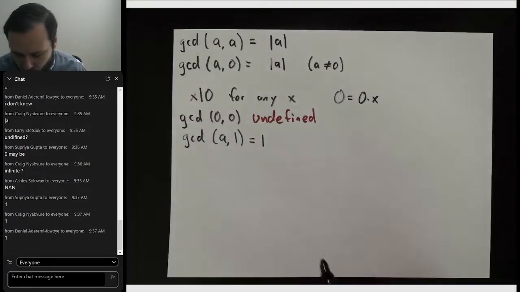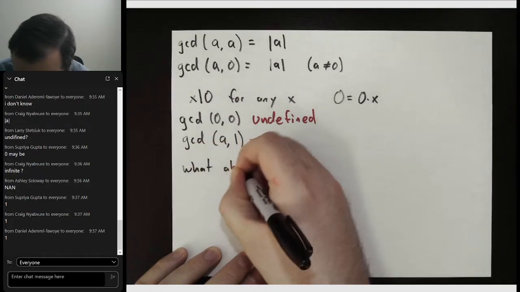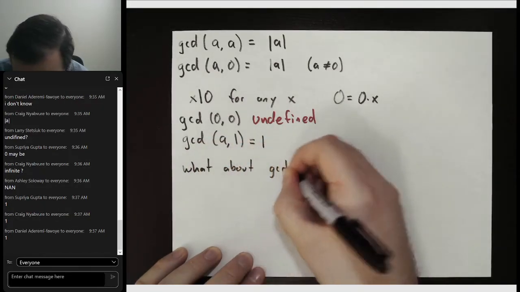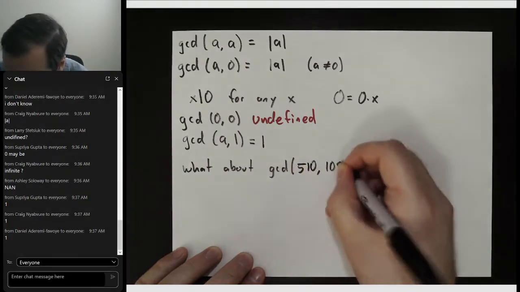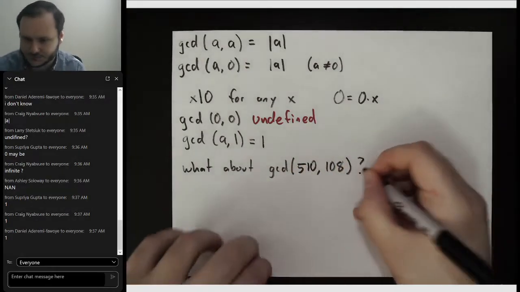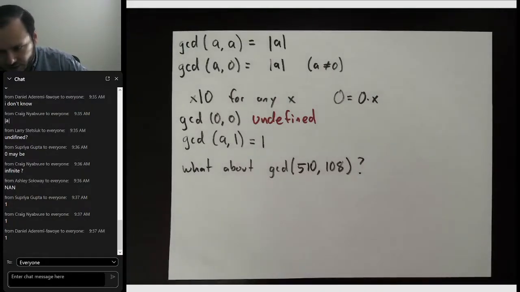So imagine I wanted to know the GCD of 510 and 108. I don't want to have to factor these numbers, let alone bigger numbers. So I need a new strategy.